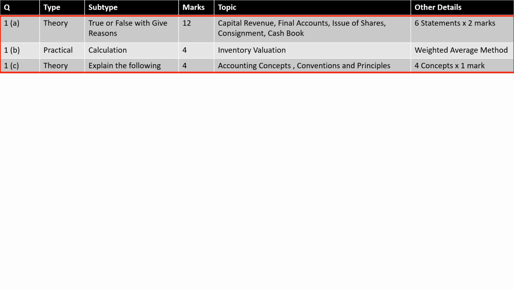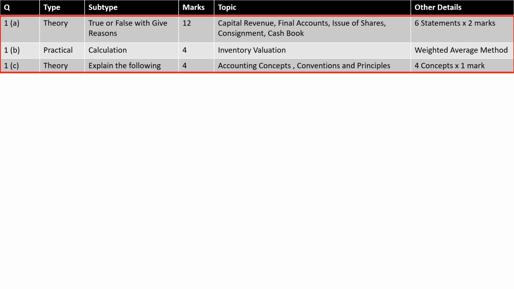Then came question number 1B. It was a practical question, but most important, it was not a practical question involving any journal, ledger or final accounts type of question. It was purely calculation question. You were supposed to go for inventory valuation. It was a 4-mark question and the method which was asked was weighted average method. So no journal, no ledger, only calculation statement and then deciding the value of inventory.